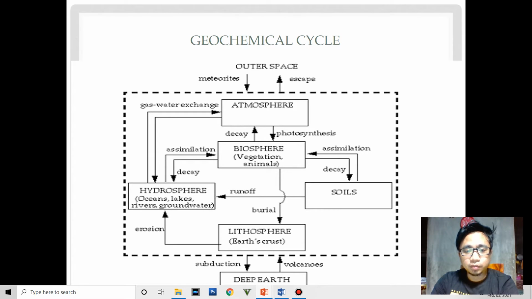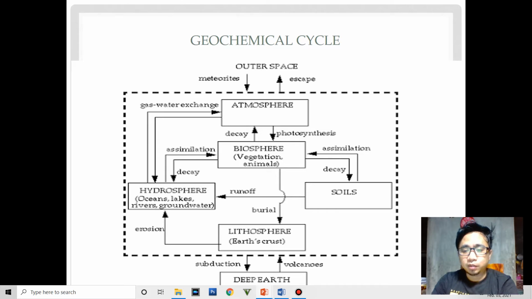And from the biosphere, it will decay and be mixed with the soil. Okay, so all of those are chemical processes, and then the soil will be linked to the hydrosphere through runoff because of the geological agents. So those are some possibilities, and then the soil will return back to the biosphere by what process? Assimilation. The same is true with the hydrosphere.